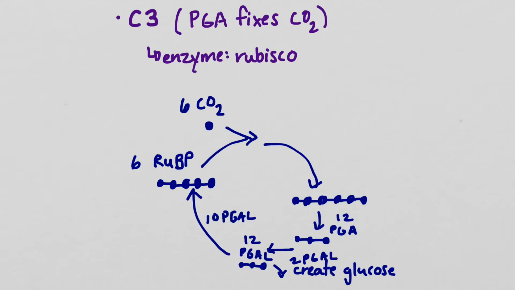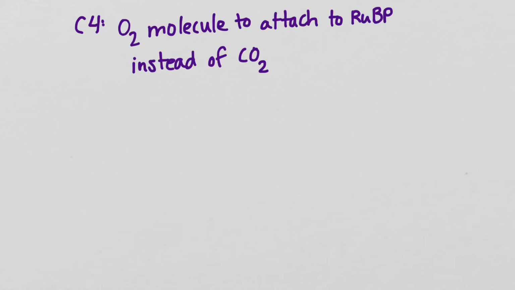But if instead we are not going to do this C3 cycle, because, for instance, we don't have any CO2 available and only oxygen is available, we might only have that oxygen molecule available to attach to that RUBP instead of CO2. When we only have that O2 instead of CO2, we call this process photorespiration. When photorespiration happens, let's look at what happens to the actual normal C3 cycle. Photorespiration is not a good thing.